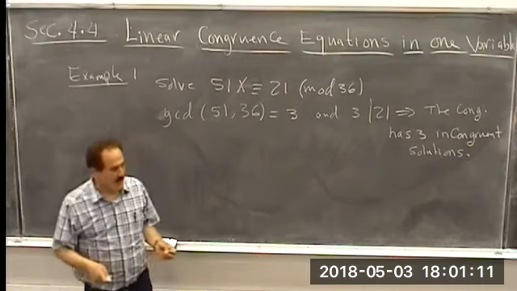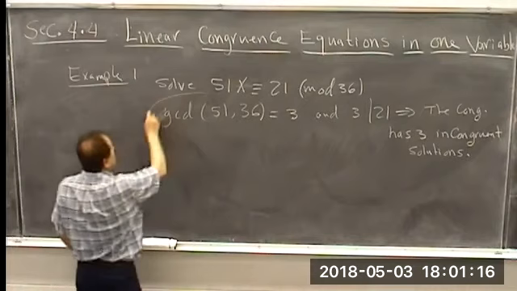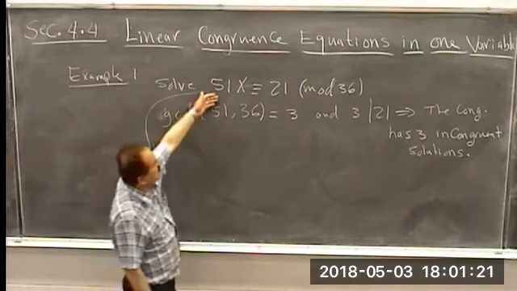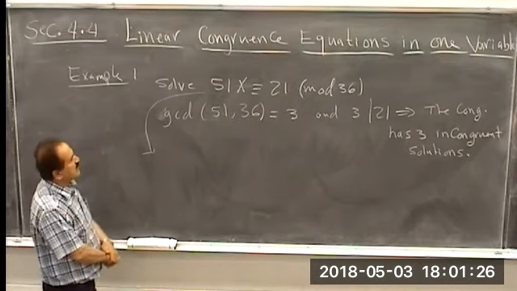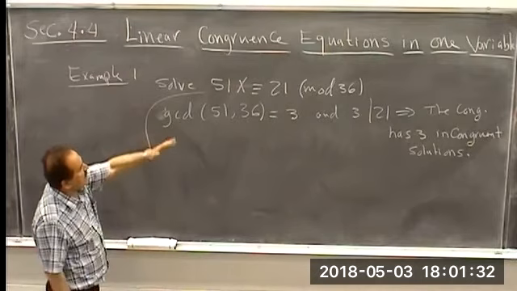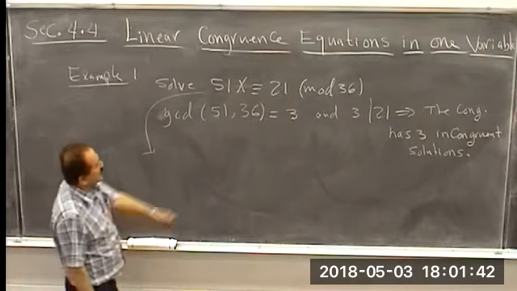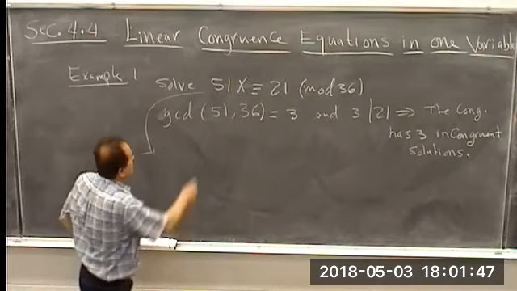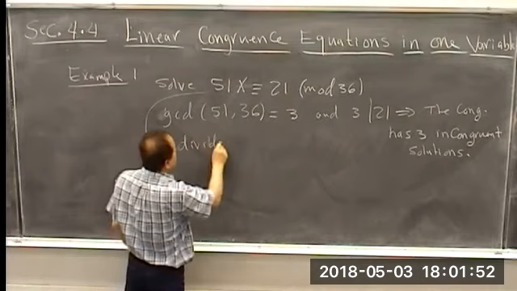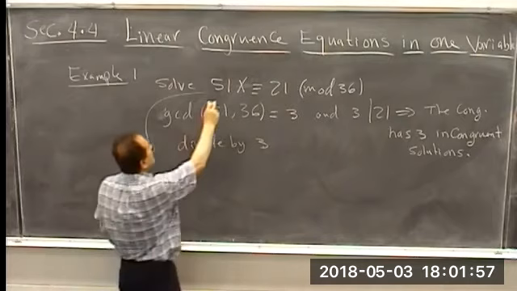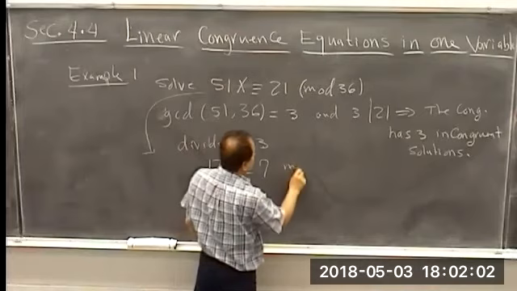One of the things we can do is to simplify the congruence equation by replacing it with a congruence equation that's equivalent to this. One of the properties is that if I have a congruence relation, then I can divide by a number that divides all of these, which is 3. So if I divide by 3, we obtain an equivalent congruence relation, which is 17x congruent to 7 mod 12.